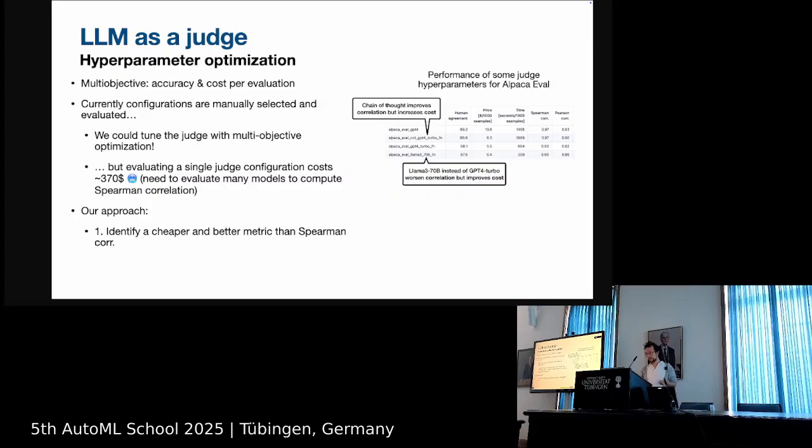And so what we did is, instead, we first identify a metric that's cheaper than doing this dense grid, and then run experiments on correlation to compare the ranking. And we then use multi-fidelity, multi-objective optimization to tune the configuration.